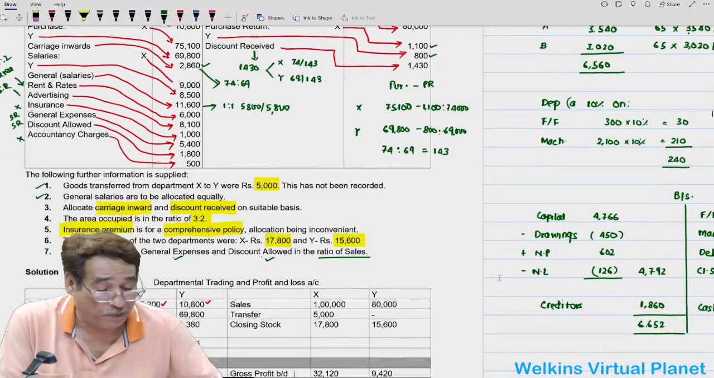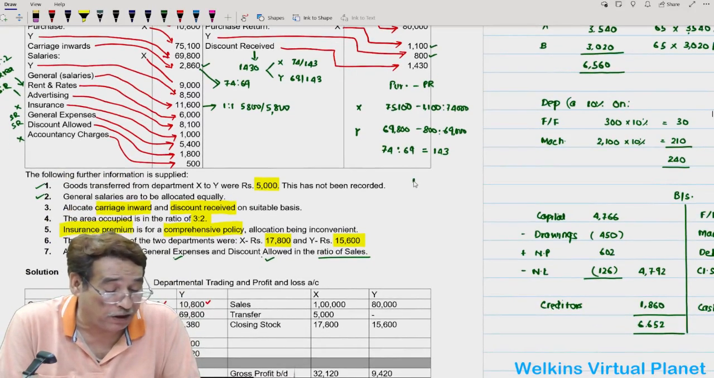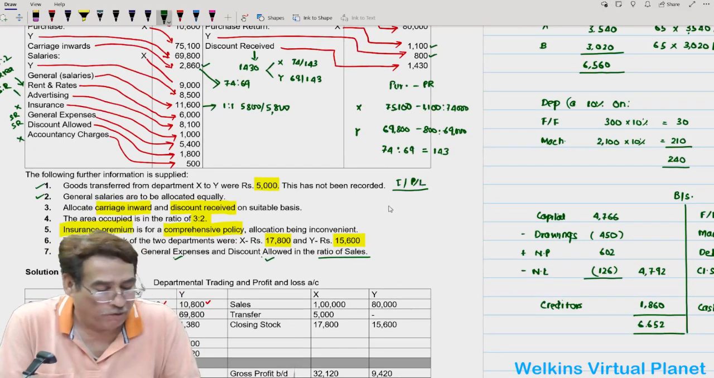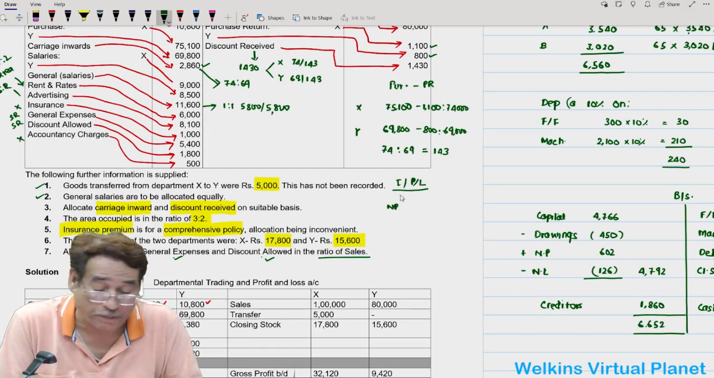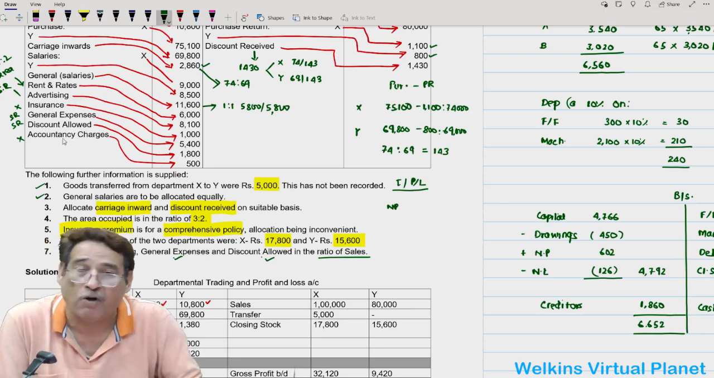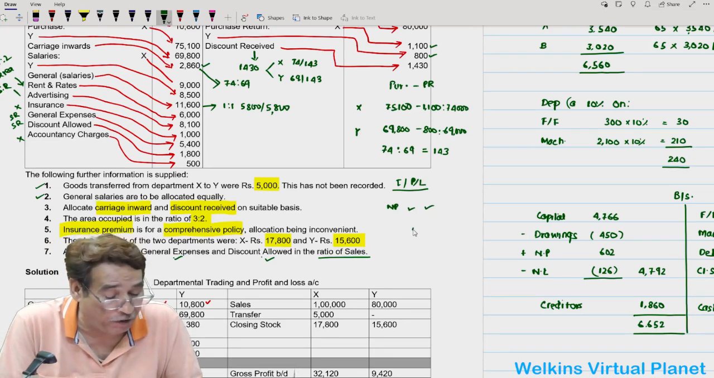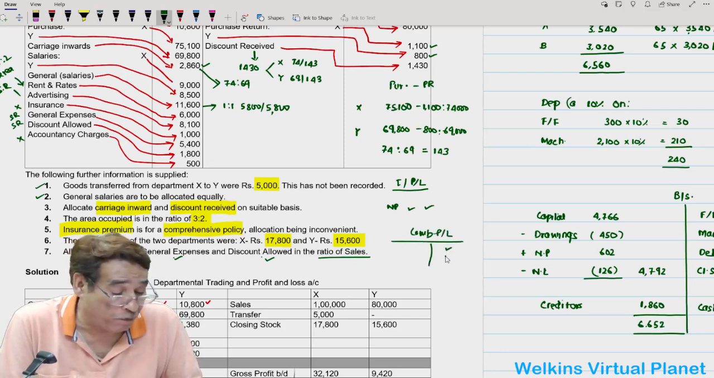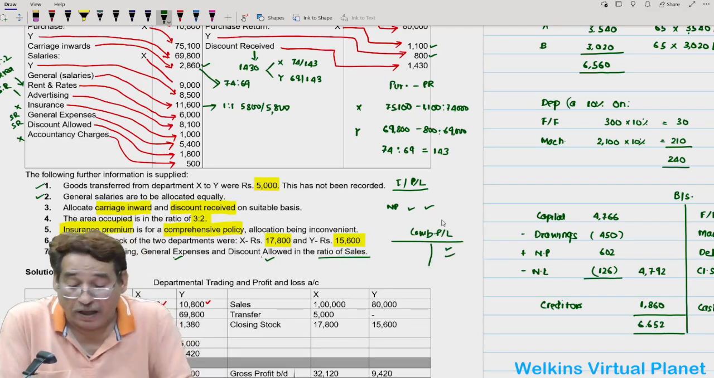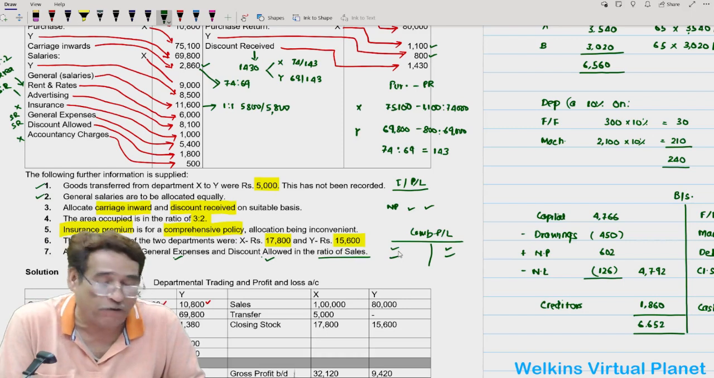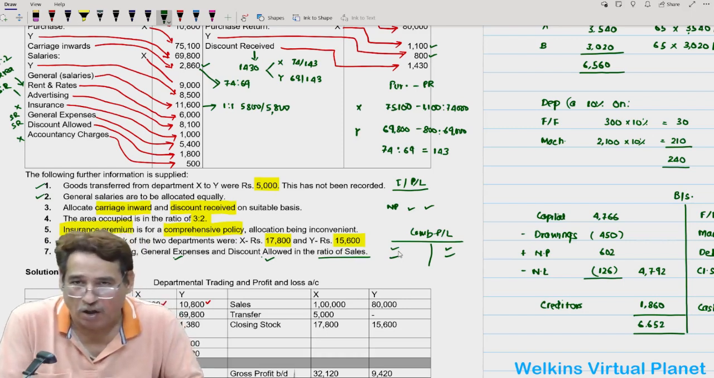Remember one thing. First of all, I will prepare the departmental trading and profit and loss account in the usual manner. We will compute the net profit of these two departments without allocating insurance and accountancy charges. Once we have the net profit of these two departments, I will prepare a combined profit and loss account. I will take the net profit of these two departments to this account, and insurance and accountancy charges I will write over here.